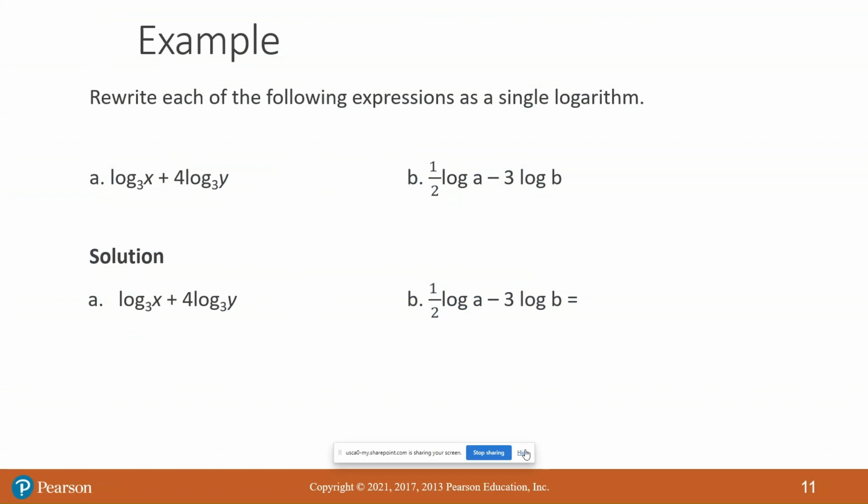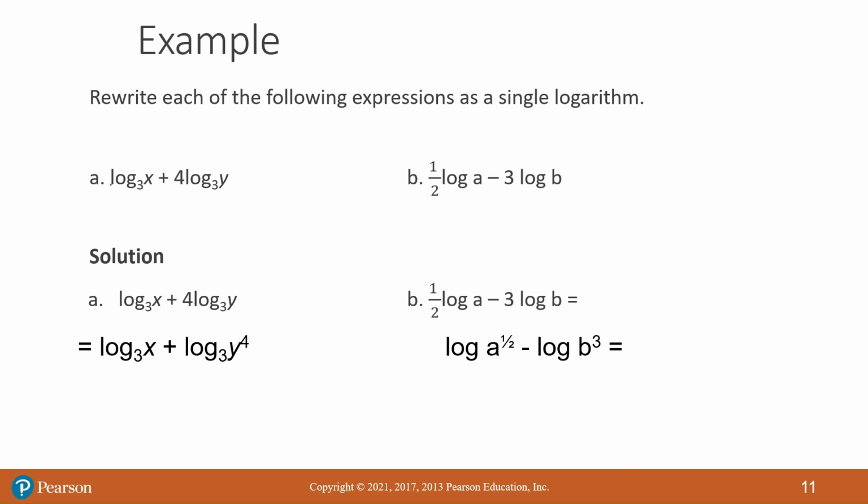All right, so let's try this. It says rewrite each of the following expressions as a single logarithm. So here I have the log base 3 of x plus 4 log base 3 of y. Okay, let's see what we could do with it. What I'm going to want to do here first is bring this 4 back as an exponent. That's exactly what I did in this first step. This is the log base 3 of x plus the log base 3 of y to the 4th. Now, these are added. So my next step is going to be to multiply.